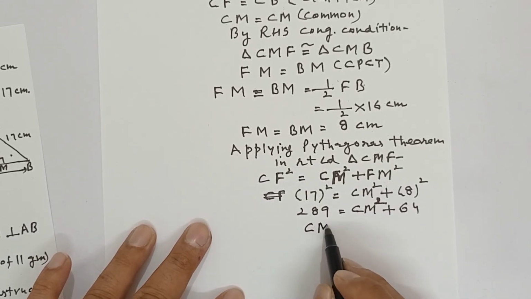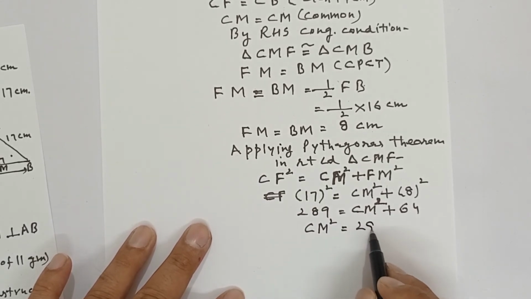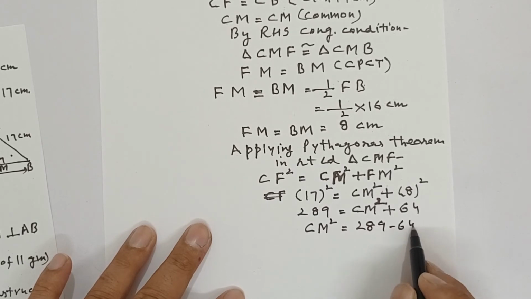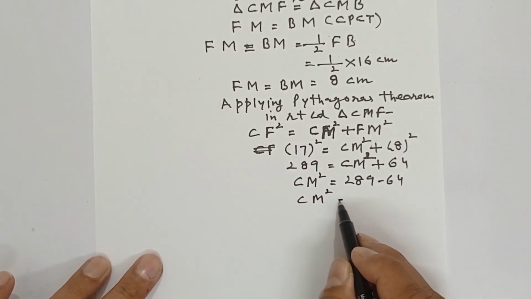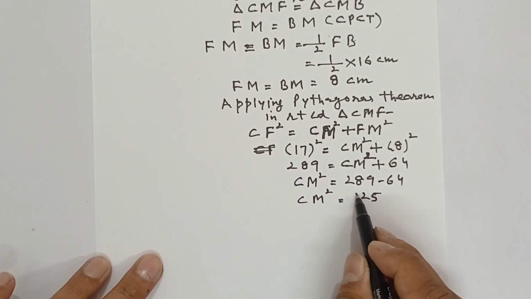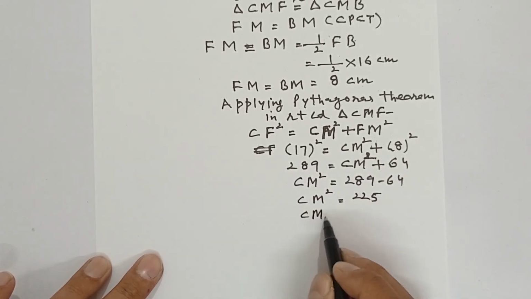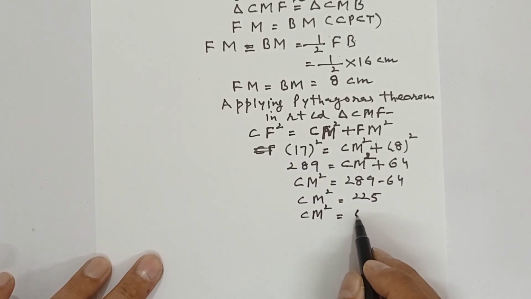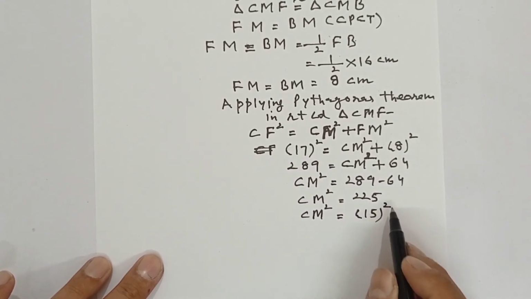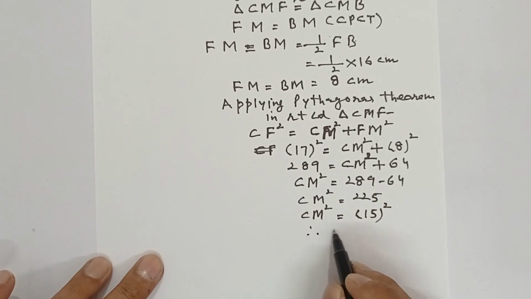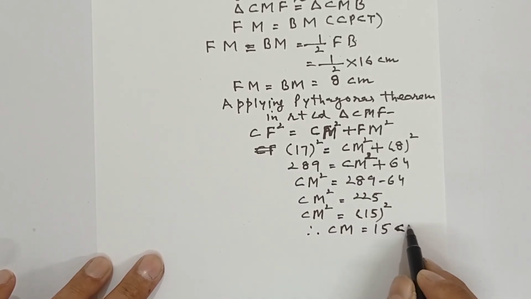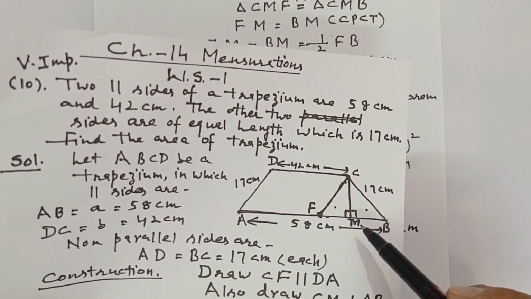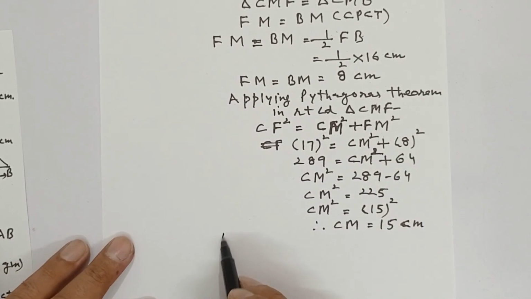So from here CM square will be equal to 289 minus 64. What is 289 minus 64? 9 minus 4 is 5, 2 2 is 225. So CM square from here will be 15 whole square. Squares are same, so CM will be equal to 15 centimeter. And what is in fact CM? CM is altitude and we wanted altitude only.